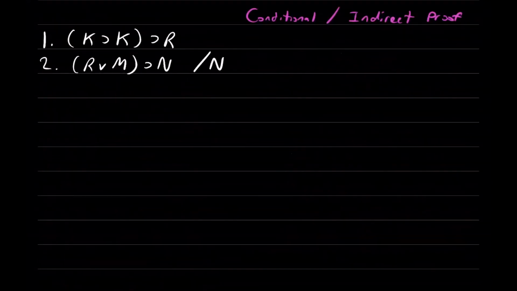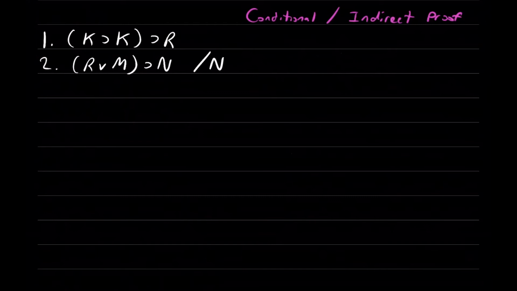So in these proofs from here on out, we can use either or both. We've got two premises in this first example. If K implies K, then R. Line 2 says that if R or M, then N. And we're trying to show that N is true.